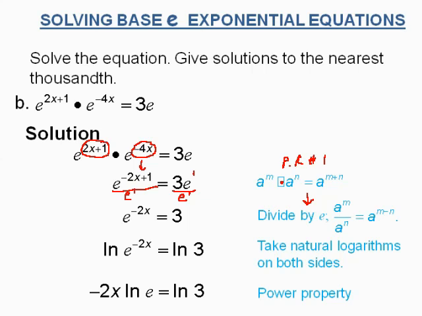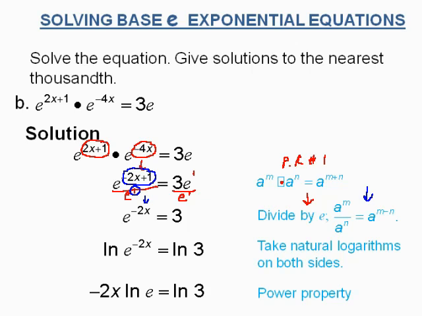Whenever you divide same bases, you subtract the powers. So you've got negative 2x plus 1 minus 1, subtracting the powers. The 1's go out, and you're left with e to the negative 2x equals 3. Because remember, e is just a number, so you can divide both sides by it. It's not like a variable.